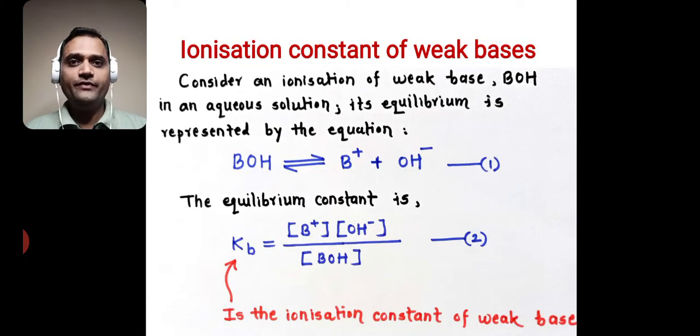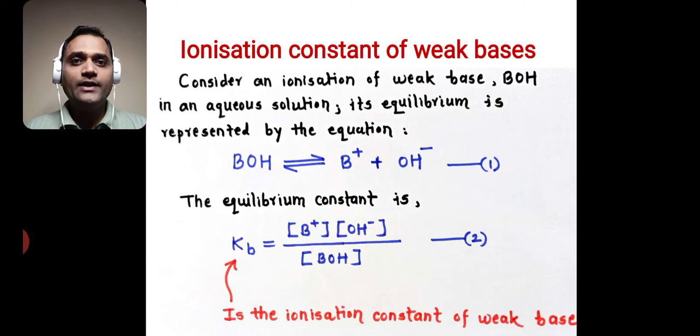Let us start with the ionization constant of weak bases, and for that we have to consider the ionization of a weak base like BOH in an aqueous solution. BOH is a weak base. It undergoes ionization to form B plus and OH minus. These two are the ions and BOH is the unionized base, and an equilibrium exists between them.